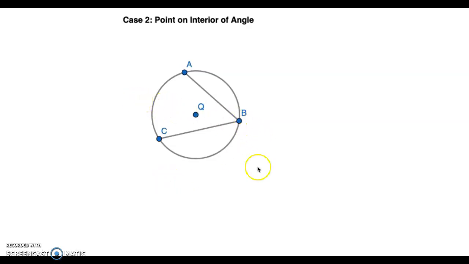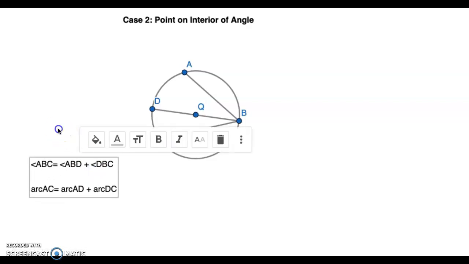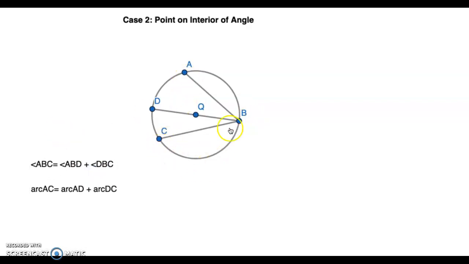So we're going to create a line segment from B that goes through the center of the circle, which is Q, and we're going to place that here. So now what we see is that we've kind of divided this angle ABC into two different ones. So now we know that this total angle ABC is equal to ABD plus DBC, and we know that the arc AC is going to equal AD plus DC.